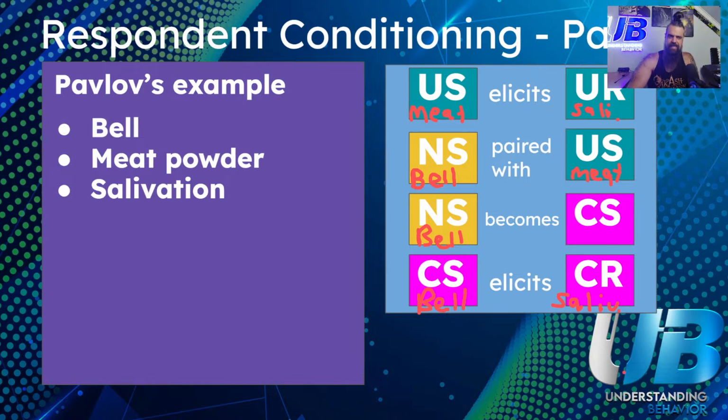Awesome. You guys are really great on that. Way to go. So let's again run through this. All we had originally, the meat powder elicits our salivation. We paired the bell with the meat powder. That converted our bell into a CS. So now it has that eliciting power. And with that, we show its eliciting power because the bell now elicits salivation. So the bell alone, he rings the bell, and now the dog starts salivating.